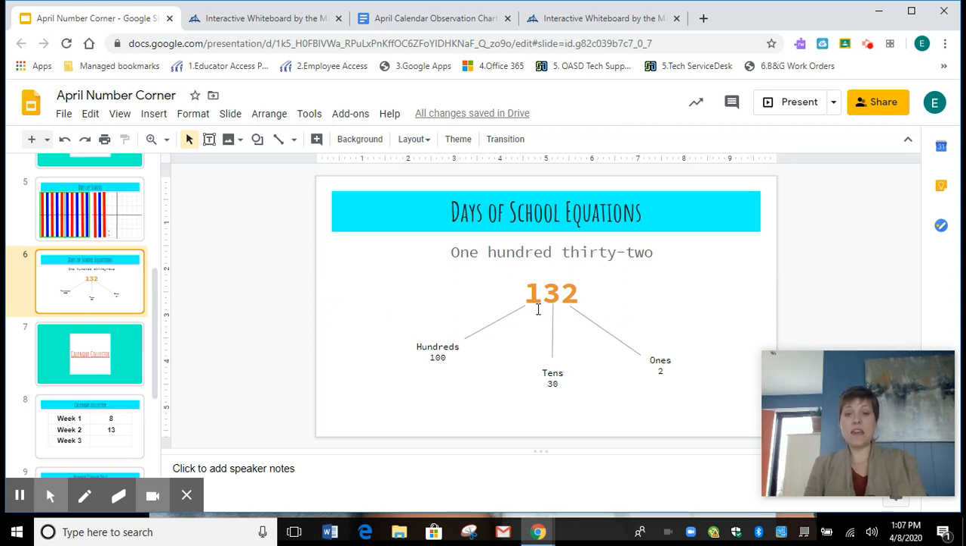And when we look at that number 132, we know those digits have special meanings. I know the 2 means that there were 2 single ones, or 2 1s. The 3 was in the 10 spot, telling me how many groups of 10s. We saw 3 groups of 10s, or 30. And the 1 is in the 100 spot. We had 1 group of 100. 100 plus 30 plus 2 equals 132.